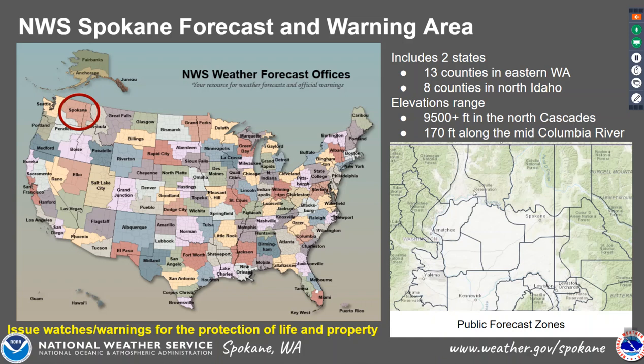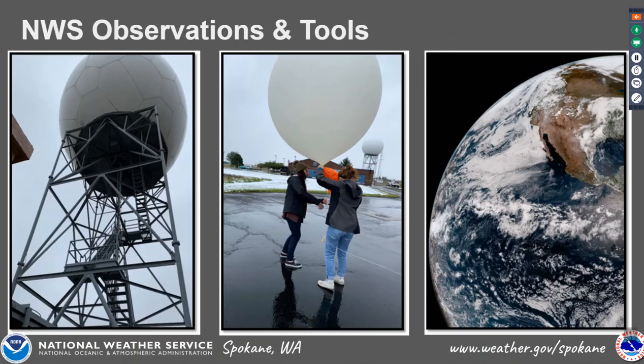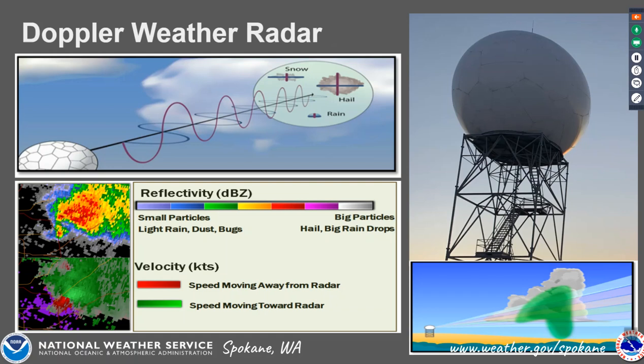So we have 13 counties in eastern Washington, 8 in North Idaho, and the topography ranges quite extremely from a couple hundred feet above mean sea level to 9,500 feet. So we've got a lot of topography, which adds to the challenge of forecasting in our region. So there are lots of tools and observations that we use, and I'm going to talk about a few of them here. First one is our radar.